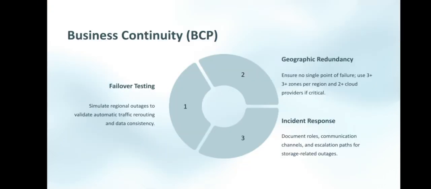Business continuity is a plan to keep your business running during problems. Failover testing checks if the system switches automatically during outages. Geographic redundancy uses different regions and providers to avoid full outages. Incident response clearly defines who does what during an emergency.